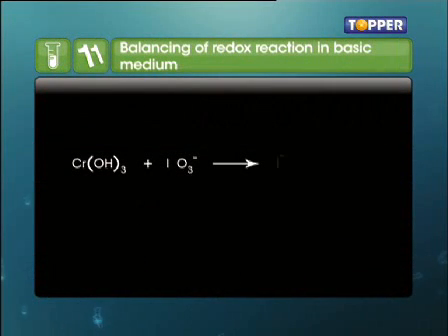We do balance reactions in acidic and basic media differently. We have H+ ions in an acidic medium and hydroxyl ions in a basic medium. So, we balance hydrogen atoms in the redox reaction differently. Let us take an example to show this. Take a look at the reaction on your screen.